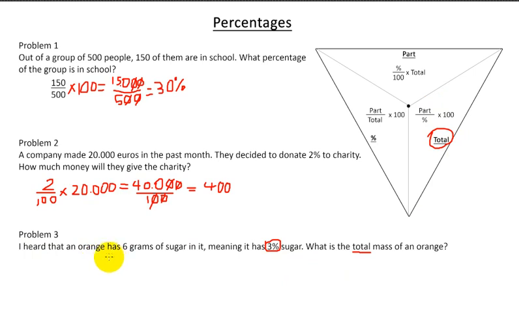Let's try and understand what this problem is saying. It says that an orange has 6 grams of sugar in it, meaning it has 3% sugar. What that means is that 3% of the orange is sugar. Okay? What is 3% of the orange? 6 grams. So knowing how much a part of it is and what percentage of the total that part is, I can find the total by doing this. Part over the percentage times 100. So the part here is 6. That's the part of the orange that's sugar. Over 3, that's the percentage, times 100.